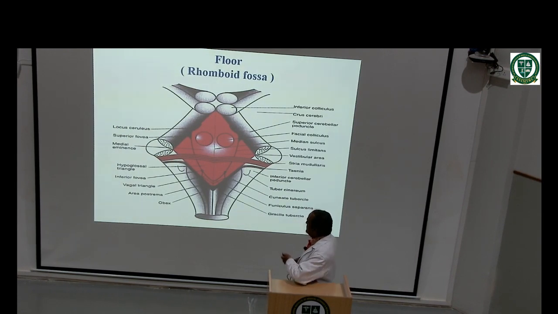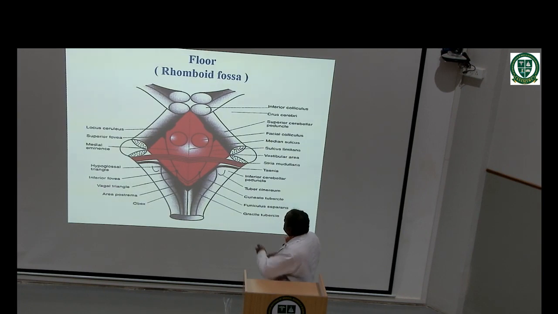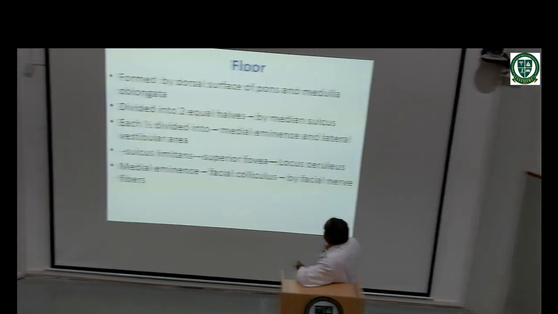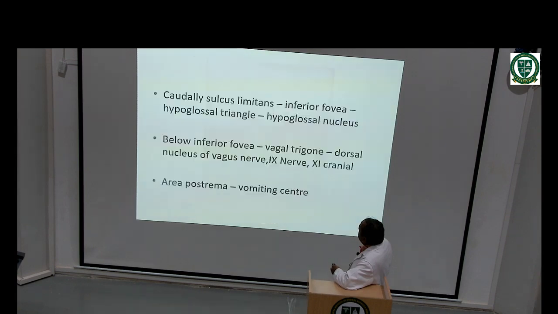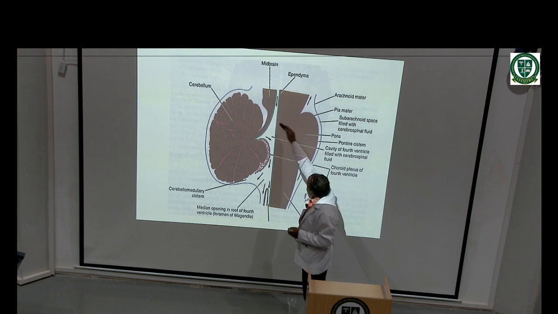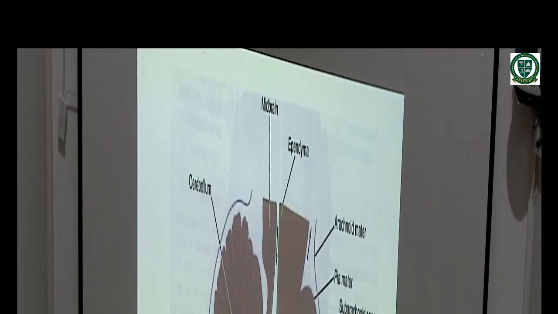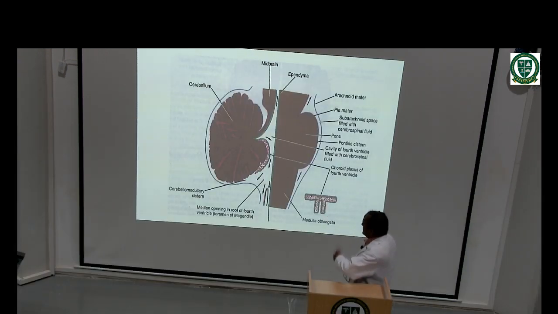So let me repeat this floor of the fourth ventricle. The floor is formed by the dorsal surface of the pons and medulla oblongata. So in this diagram you can see this is the floor. It is formed by the dorsal part of the pons, the upper part, and the lower part is formed by the dorsal part of the medulla oblongata.